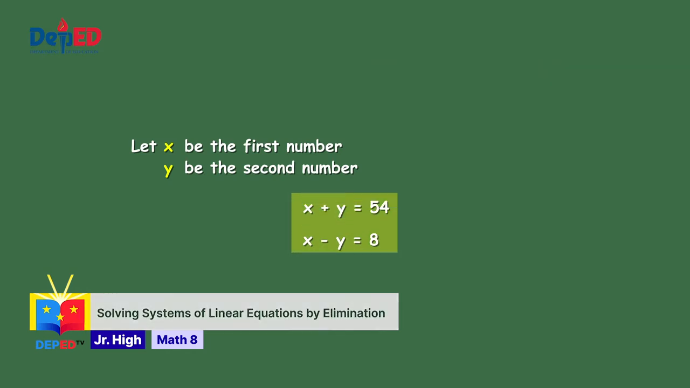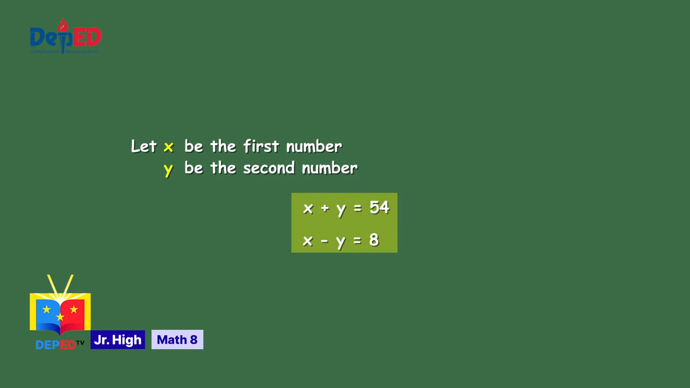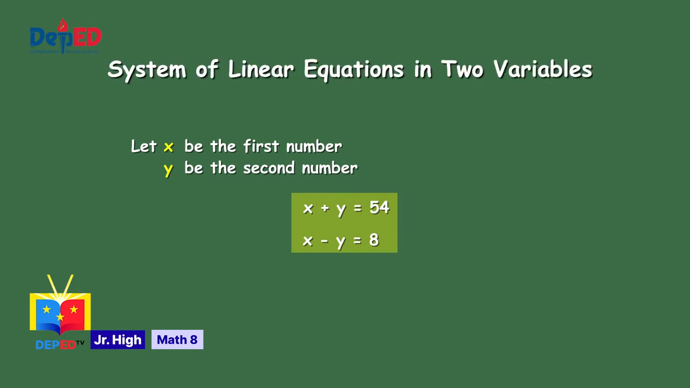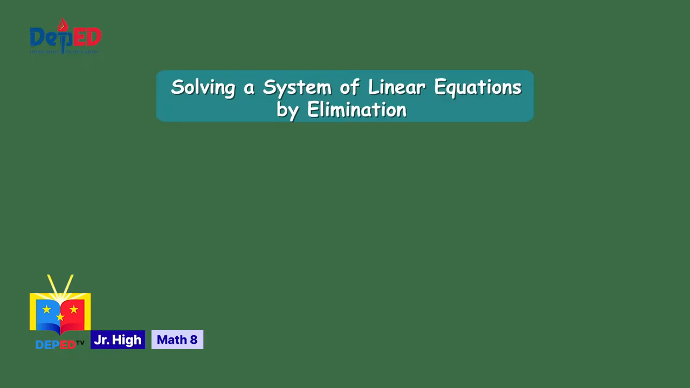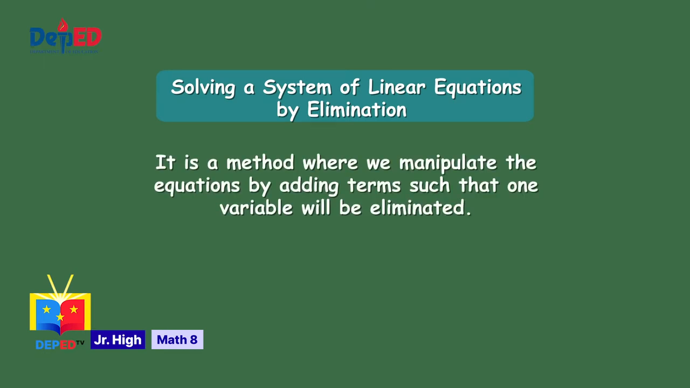What mathematical concept can you remember in this set of equations? This is a system of linear equations in two variables, also called simultaneous equations. In the last few episodes, we learned how to solve the system by graphing and by substitution. Today, we will use another way called elimination. It is a method where we manipulate the equations by adding the terms such that the variable will be eliminated.